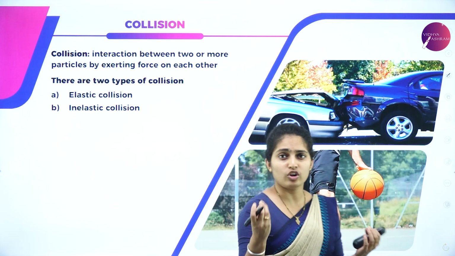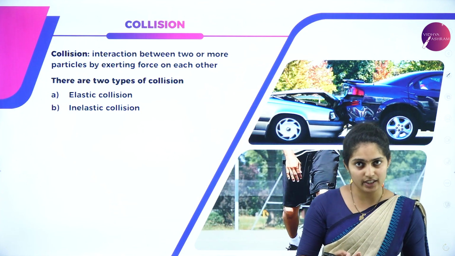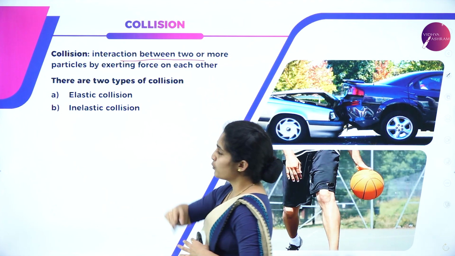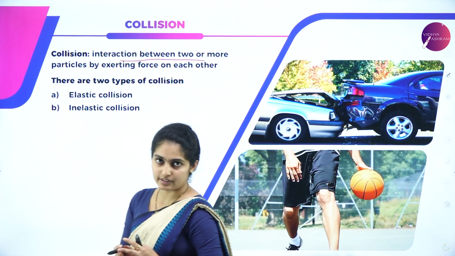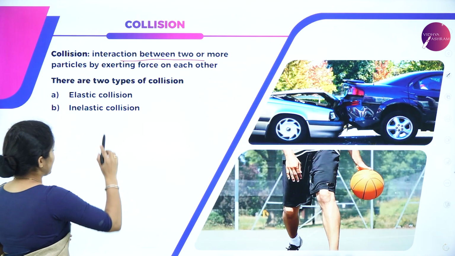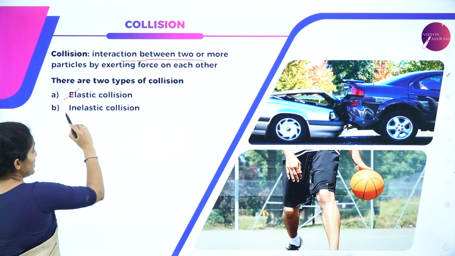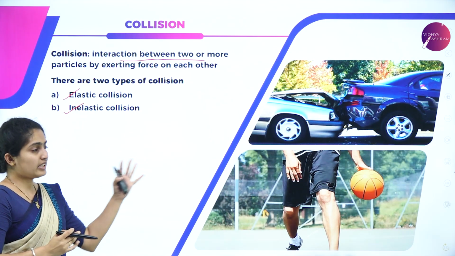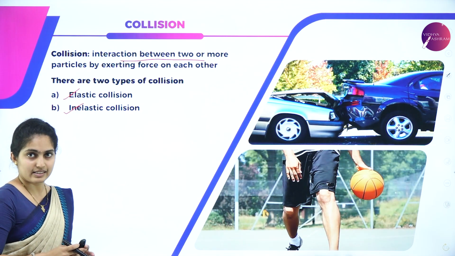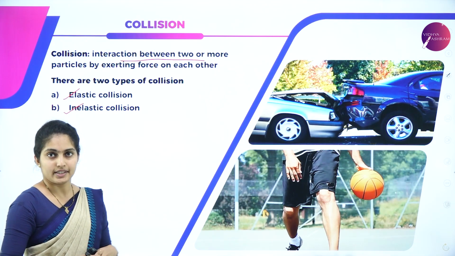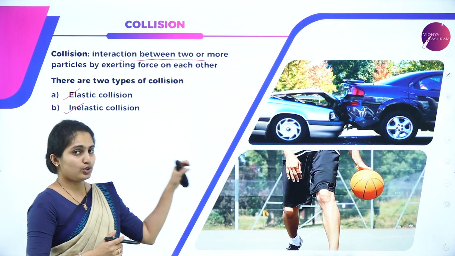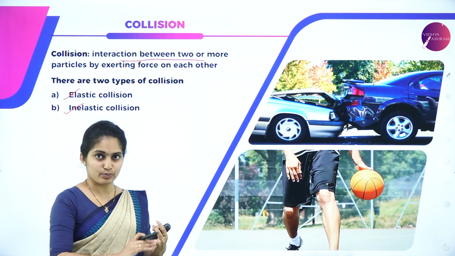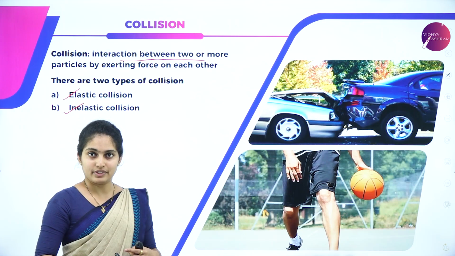Collision means colliding. One object colliding with the other object, as you can see here. It is an interaction between two or more particles when a force is exerted. So there are two types. One is elastic collision, the other one is inelastic collision. As you all can see, one is elastic here, one is inelastic here. It's very simple to understand. Elastic collision means as you throw a ball, it bounces back. That means kinetic energy and momentum are said to be conserved in nature.